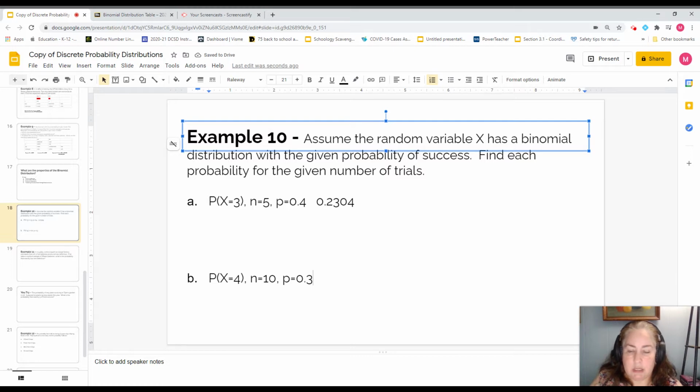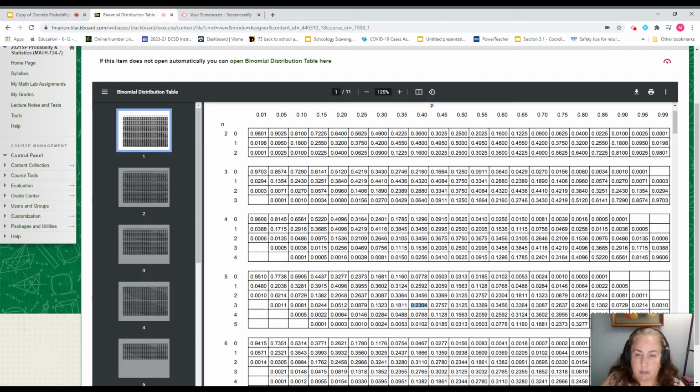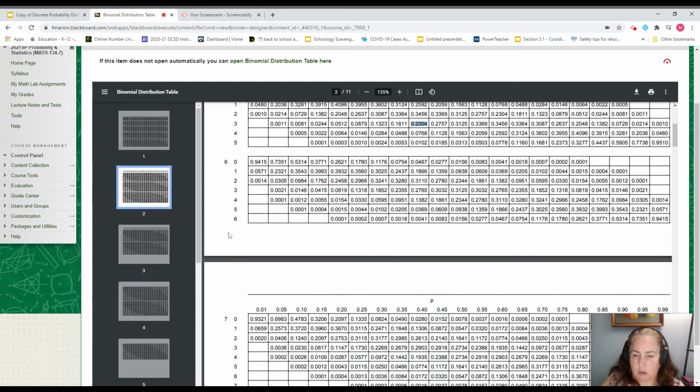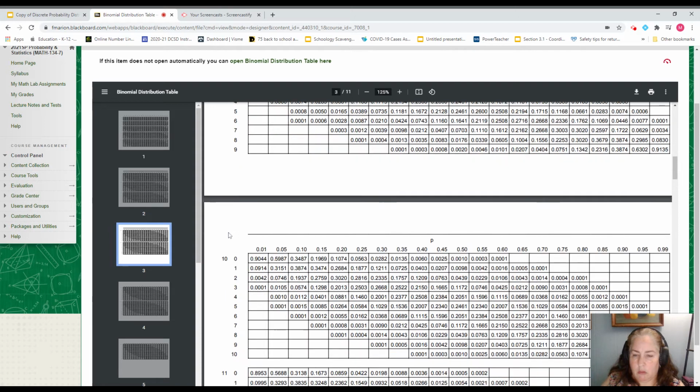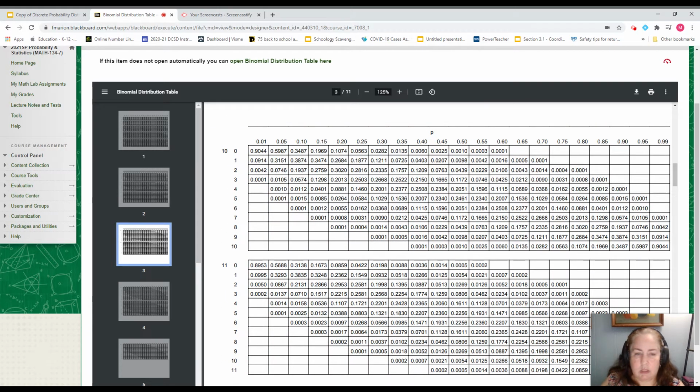Let's look at the next one. It says N is equal to 10, P is equal to 0.3, and we want X is equal to 4. So 10, 0.3, and 4. I'm going to go over to the table. I'm going to go to N is equal to 10. I'm only in this chart. P is equal to 0.3, so I'm only in this column. And X is equal to 4. So I'm going to marry that with the 0.3 column, and there is my answer.